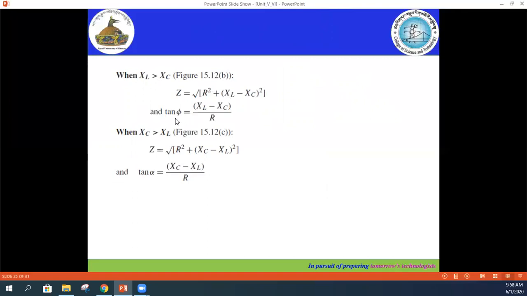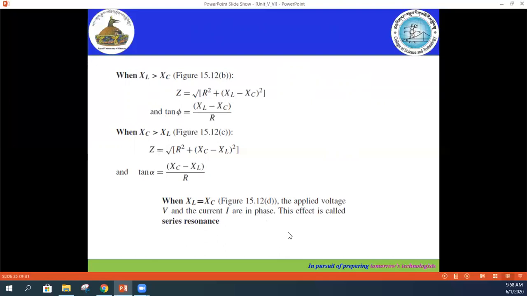And then you can also determine the phase with the trigonometric ratios. And then for the second case, when XC is greater than XL, we'll have root of R square plus XC minus XL. Then you can also find the phase angle using the trigonometric ratios. And then the third case, when XL is equal to XC, the applied voltage V and the current are in phase. Now this effect is called the series resonance.